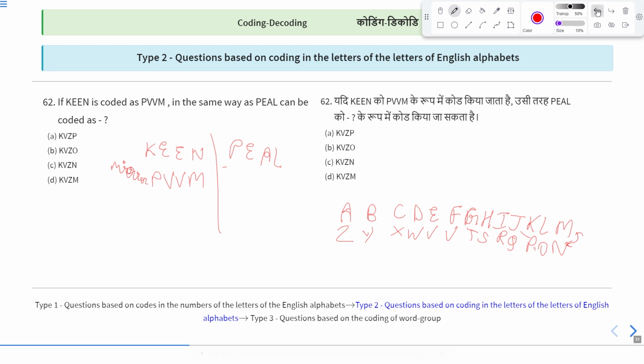E, V. So tail will become P opposite is K, E opposite is V, A opposite is Z, and L opposite is O. KVZO also, which is B.